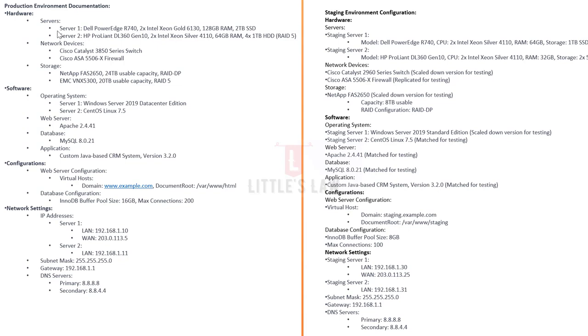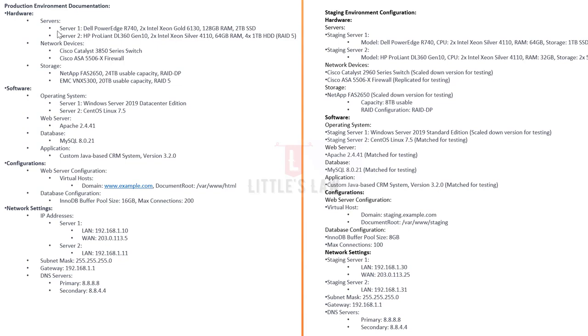So when it comes to staging, I'm scaling down from 24 terabytes to 8 terabytes usable, and then the RAID configuration, which is going to be RAID DP. And then finally, when it comes to the software, so far we saw the hardware configuration of the servers, the network devices, and the storage. And now coming to the software.